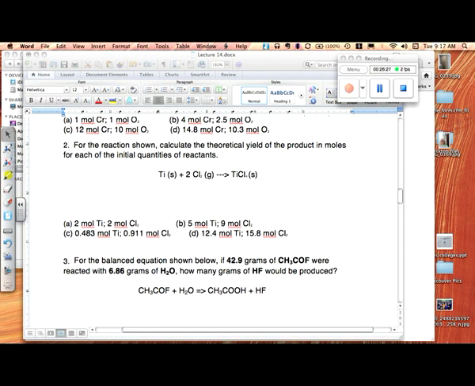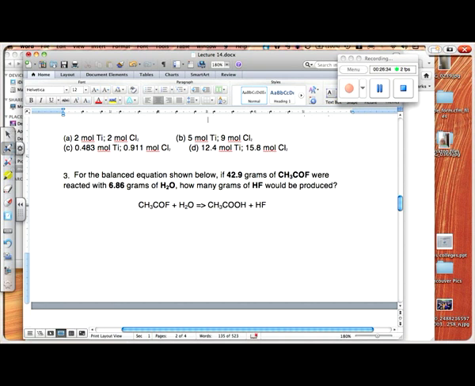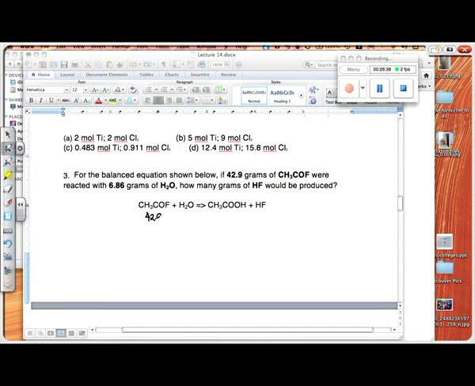All right, so here's a real limiting reactant problem where you were not given amounts in moles. So let's write down what we have. We have 42.9 grams of this, and we have 6.86 grams of this, and they want to know how many grams of HF will be produced. So the first thing you've got to do is get both of these into moles. So periodic tables at the ready.